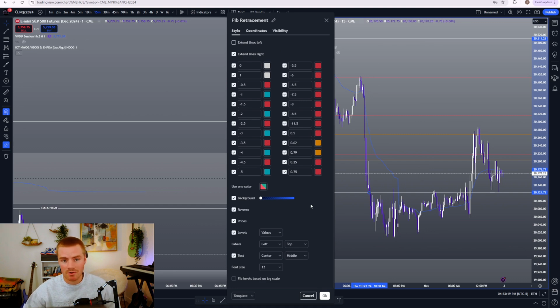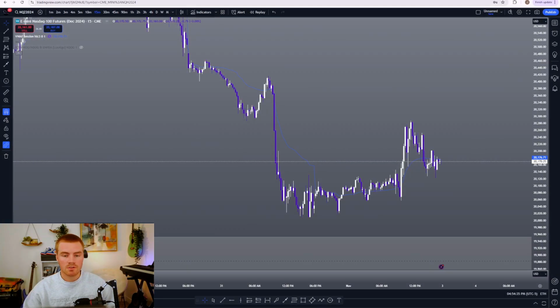So now what we're going to do is we're going to dive into how I actually use the Fibonacci retracement tool. So for our first example of how to use the Fibonacci retracement tool, I'm just going to show you a dealing range on the 15-minute. And what is a dealing range? It's just a swing high to a swing low or a swing low to a swing high. And we're going to be looking for equilibrium, premium discount, and optimal trade entry.